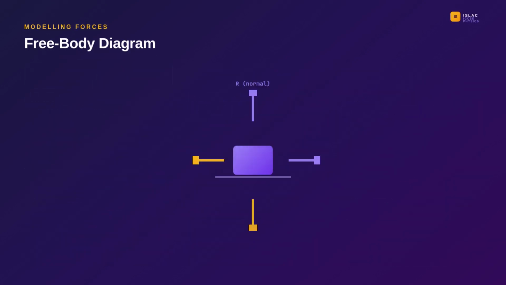A free body diagram shows just one object with all the forces acting on it, drawn as arrows. Here's a box sitting on a table while being pushed. There are 4 forces. Weight, W, acts downwards. The normal reaction, R, from the table acts upwards. The applied force pushes to the right, and friction acts to the left, opposing that push. Notice each arrow starts at the object and points in the direction the force acts. Being able to draw one of these cleanly is the first step in almost every forces question.